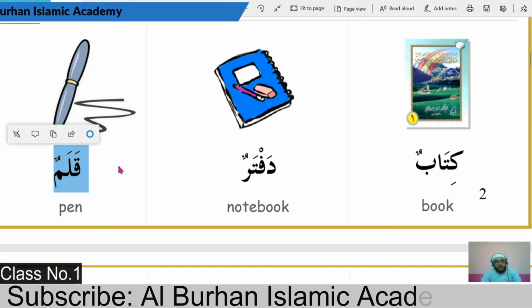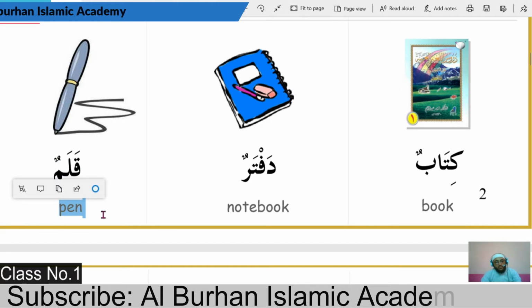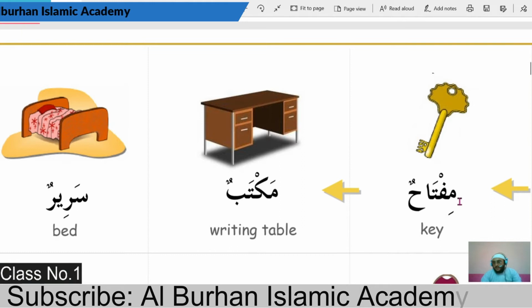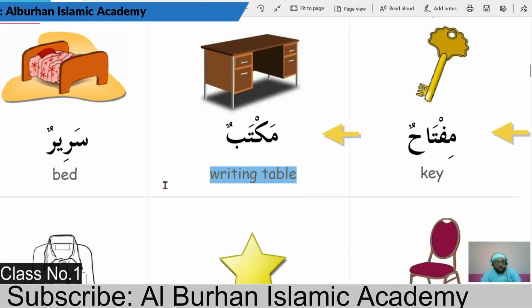Next, qalamun. Qalamun used for pen. Next, miftahun. Miftahun used for key. Next, maktabun. Maktabun used for writing table.